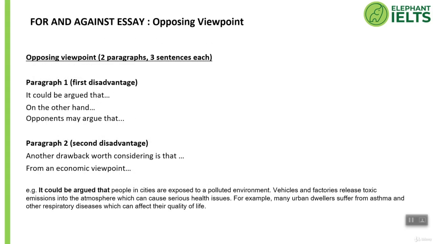As we said, you should have 2 paragraphs for the benefits and 2 for the drawbacks, or 2 paragraphs for one side of the argument and 2 for the opposing side of the argument. And again, your paragraphs should have 3 sentences each. Now, to introduce the opposing viewpoint, you could use any of these.